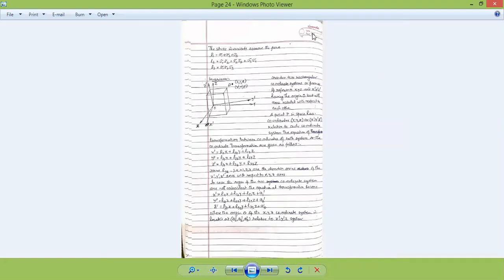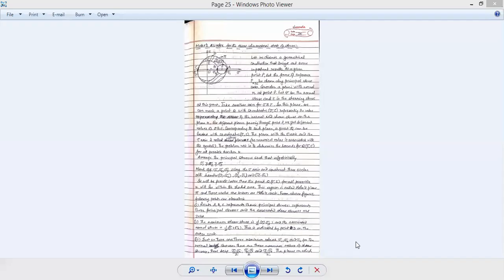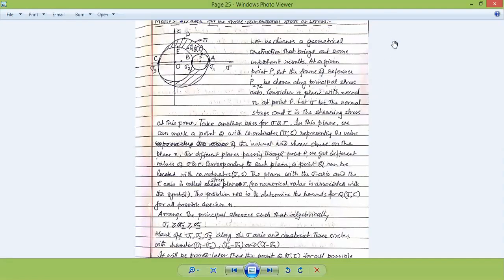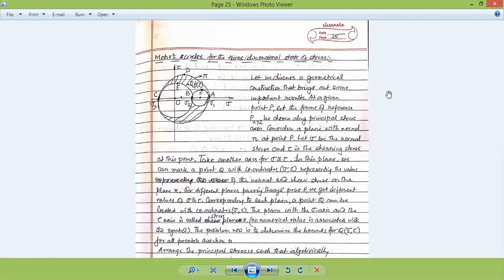Let us go to the next portion of our solution, that is Mohr's circle. From the knowledge of our previous strength of materials, we understood that other than the analytical method of calculating the principal stresses, we can have a geometrical construction or geometrical solution that brings out the same important results.